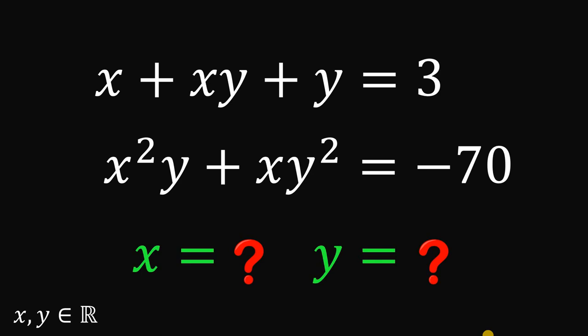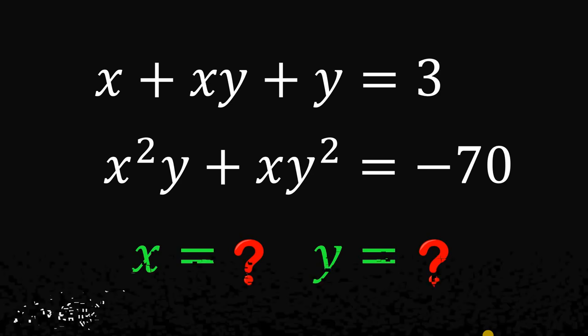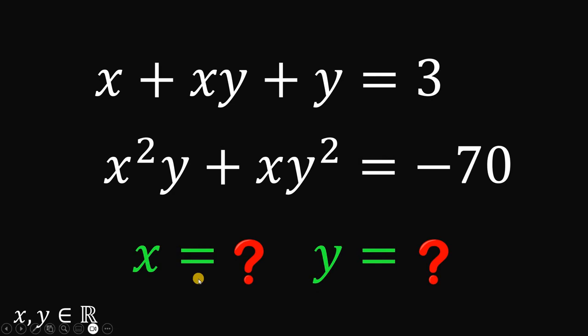Can you solve this math challenge? Here's the question. Solve for the value of x and y. Given this equation, x plus xy plus y equals 3 and x squared y plus xy squared equals negative 70. Now you can pause this video if you want to give this problem a try.